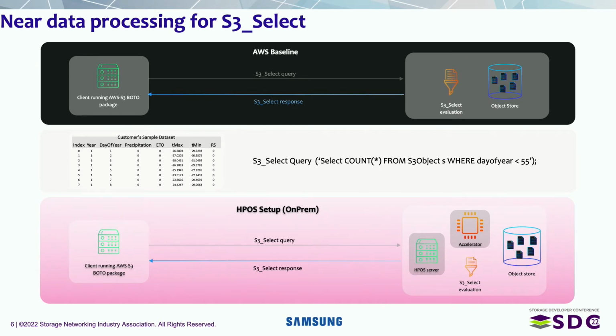That's the top. The bottom is what we have on the HPOS setup, which is on-prem S3 storage. From the client side it's the same thing. The client is issuing the query exactly the same way, same client to AWS S3 and HPOS S3. The main difference in HPOS S3, as you can see, is that the query is now executing on the smart SSD, and the middle one is actually on the real load. We are working with a customer on this use case, so it's an actual customer data set we have executed against.